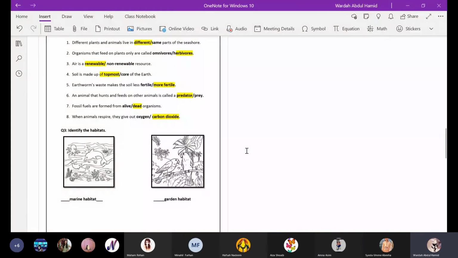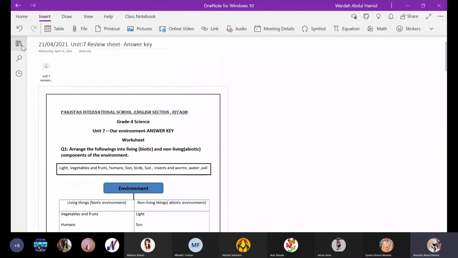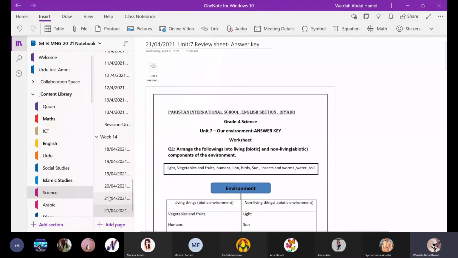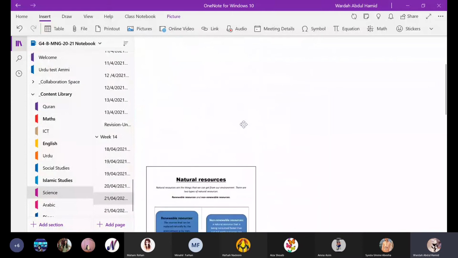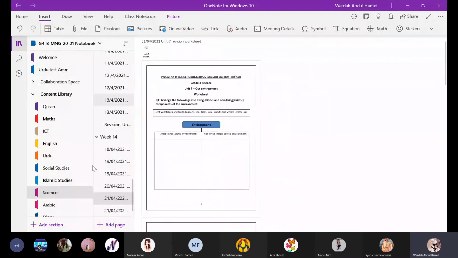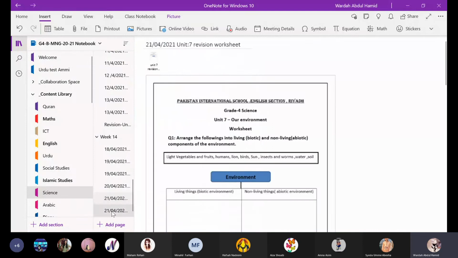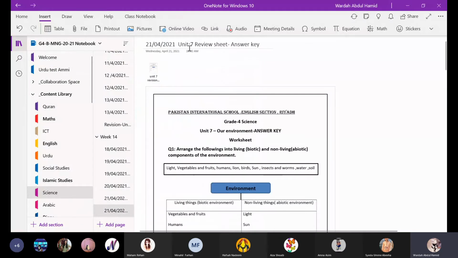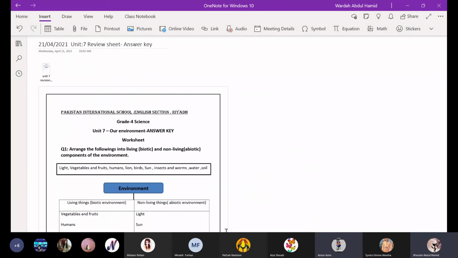You can do this worksheet later in your copy. If you want to take out the print, you can do that also. The answer key is also uploaded, okay? With today's date, there is an empty sheet first. This is the empty one you can download. And with the same date, there is the answer sheet also. It's written at the top: Unit 7 review sheet, answer key. So you can find these worksheets anytime you want, okay? You need to learn the question answers also.